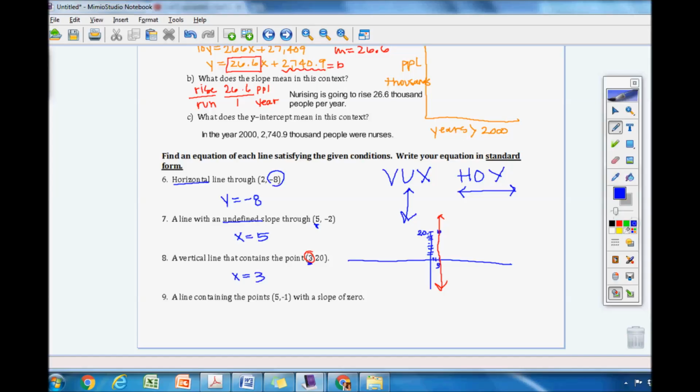All right, and then finally we have a line containing the point (5, -1), and the slope is 0. So if I know the slope is 0, I know I have a horizontal line. So if I have a horizontal line, I'm all about the y. So y equals -1. Done. All right, moving on.